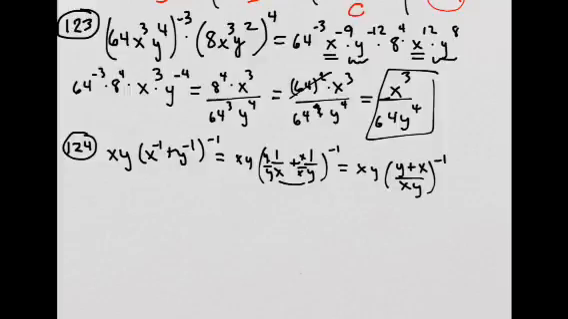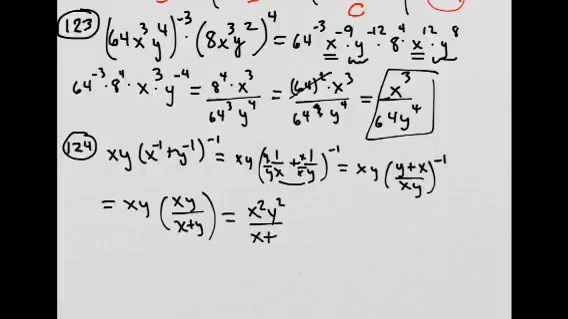Now that -1 is going to flip this fraction right here, so I can't cancel these out and multiply them because I've got to deal with this first. So this one's going to flip this, take the reciprocal. So then I have xy times xy over, I'll just put x plus y, in alphabetical order like that. So now I have x squared y squared over x plus y.